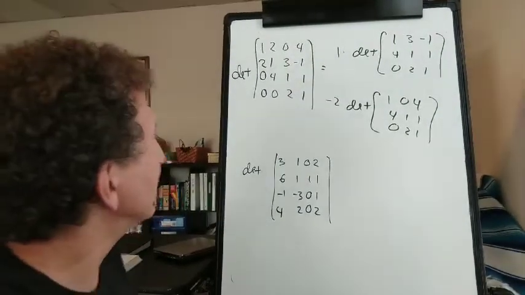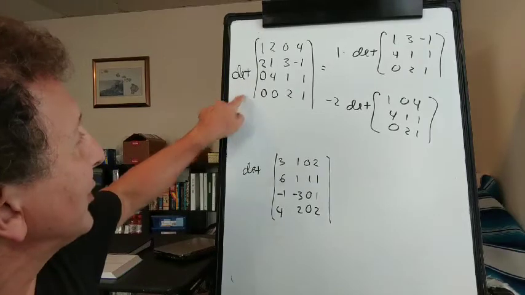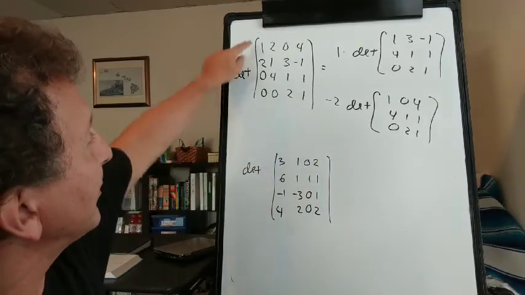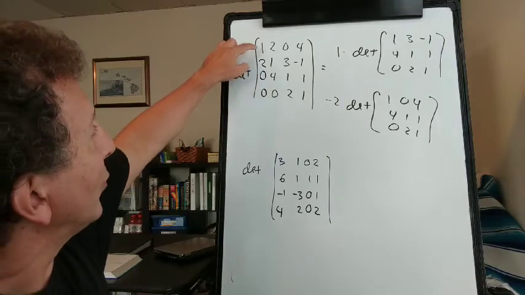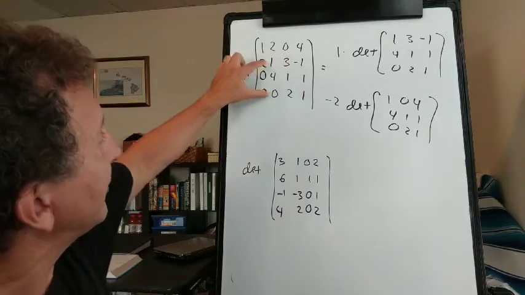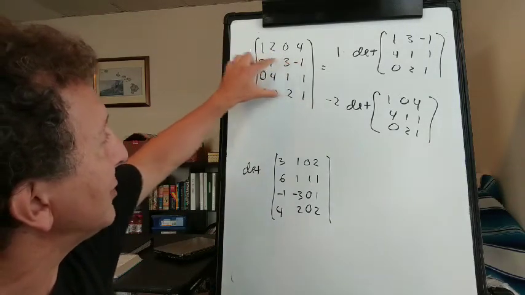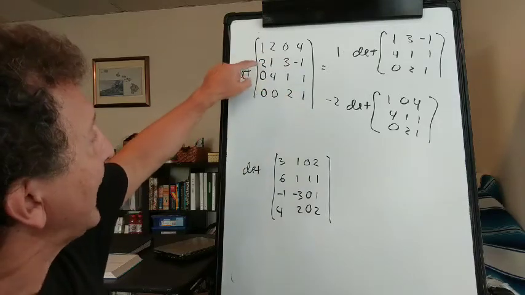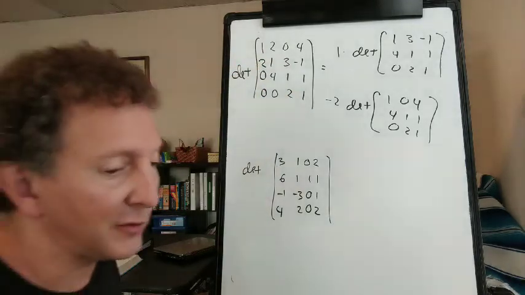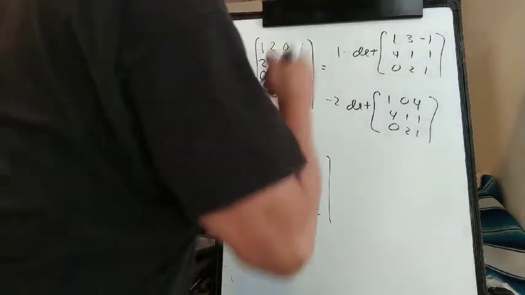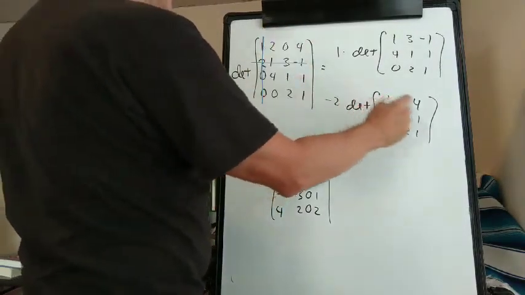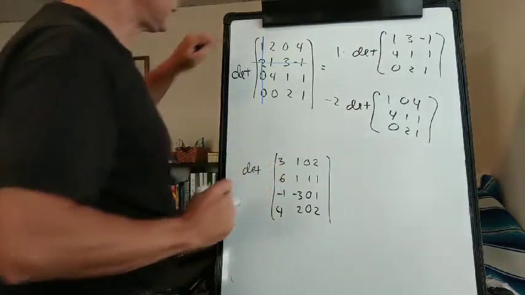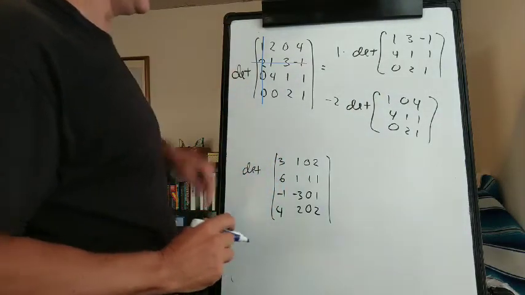To remind you, if we want to take the determinant of this 4 by 4 matrix, we see that the first column has a bunch of zeros in it. So it's nice to take 1 times the determinant of this 3 by 3 submatrix, minus 2 times the determinant of the 3 by 3 submatrix we get by crossing out that row and that column. So 2, 0, 4, 4, 1, 1, 0, 2, 1. We go plus, minus, etc.